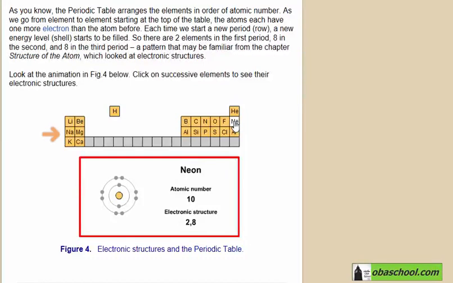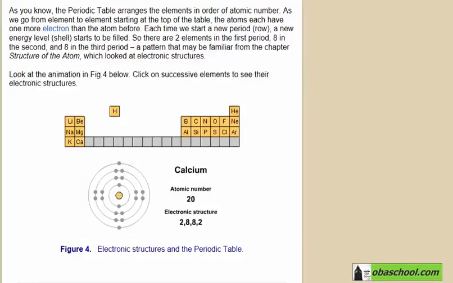Now we will move to sodium, which is in period 3. So we will add a third energy level. And because it's in group 1, it has 1 outer electron. Magnesium, aluminum, silicon, phosphorus, sulfur, chlorine, argon, potassium, and calcium.